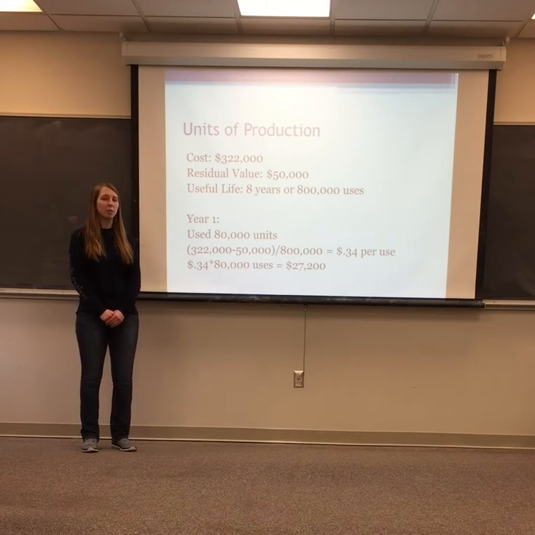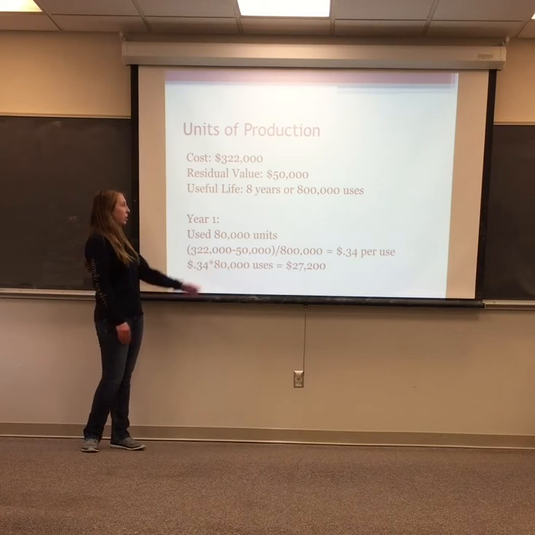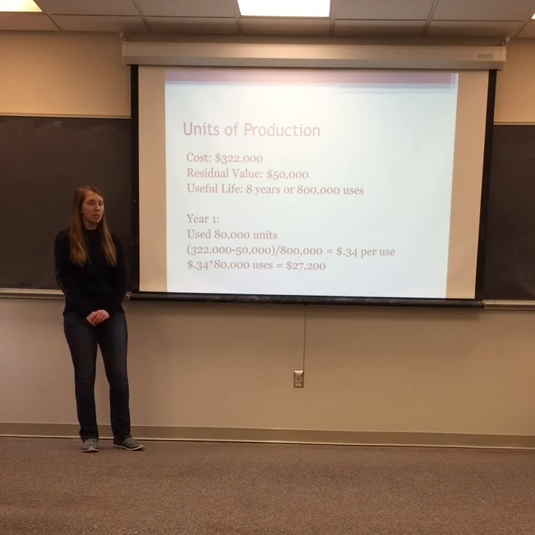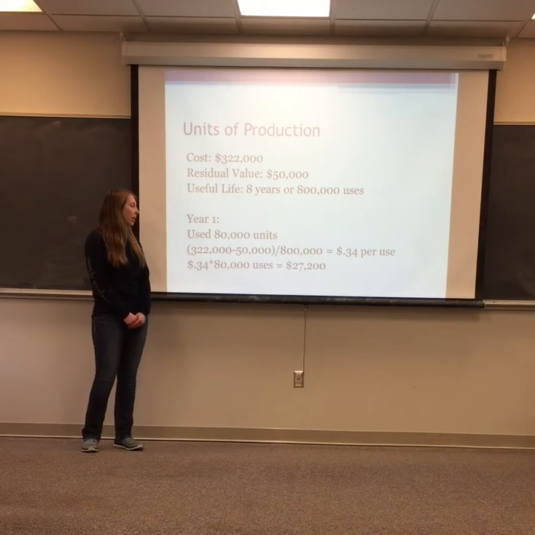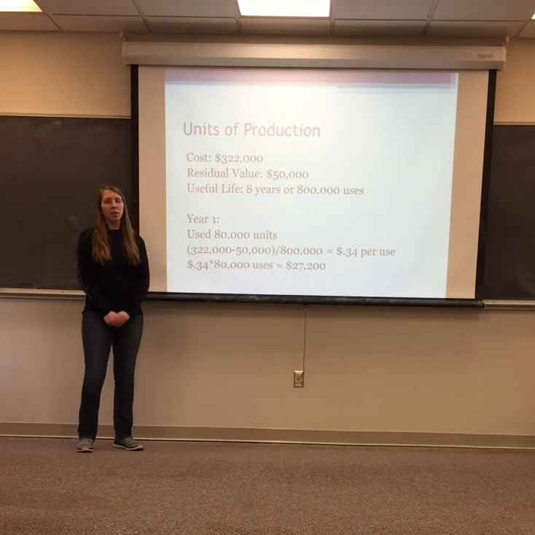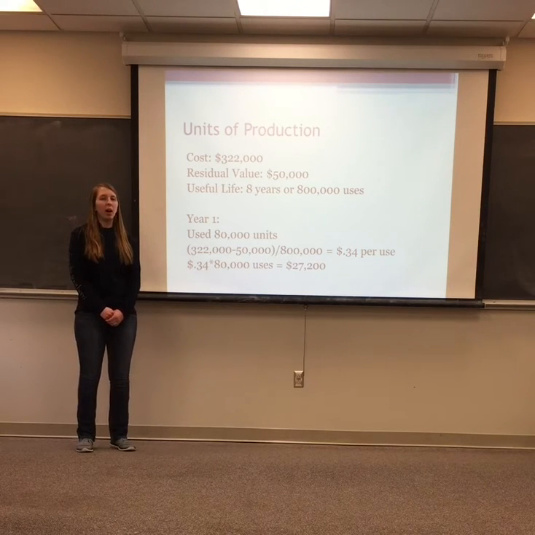Once you get that 34 cents, you multiply it by how many uses we had in year one. As you can see here, that was 80,000. So you take 34 cents times 80,000 uses and get a total of $27,200. For this method, the amount of depreciation will depend solely on the number of uses that year.